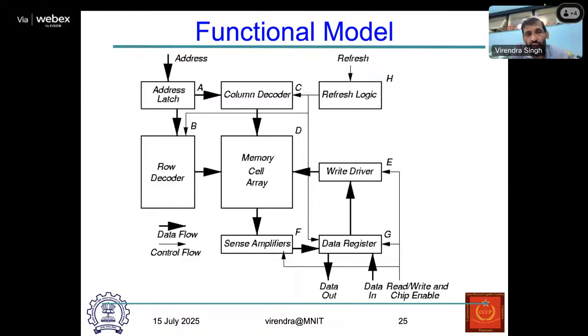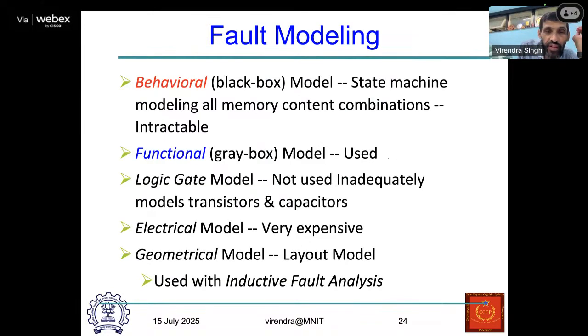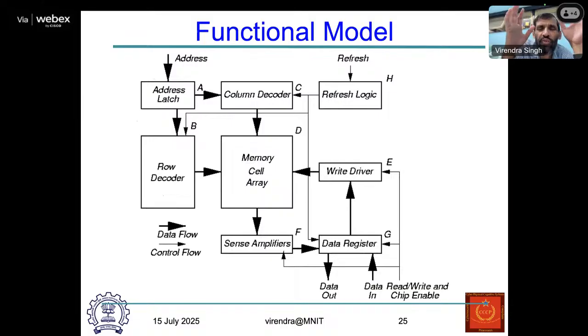So this is how the memory is organized, and this particular model, as I said, is the gray box model. That means here I am using abstracted information from the memory system, not looking at individual transistors, or how the transistors are behaving in that particular system.